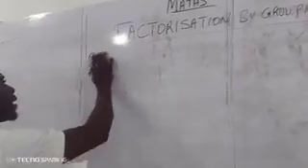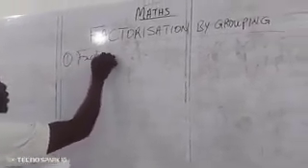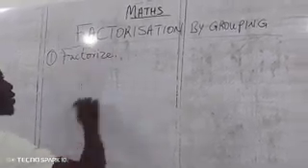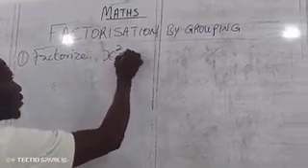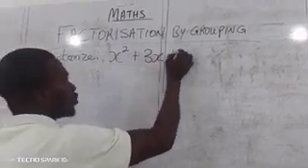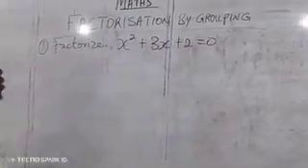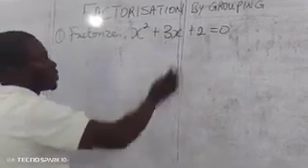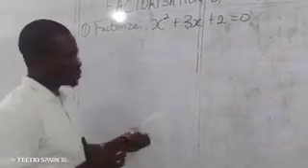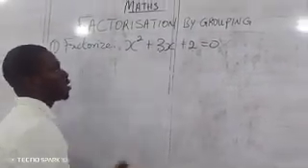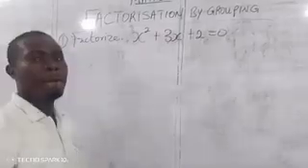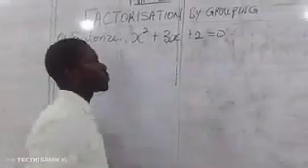Let's go. Example 1, let's take this question. Factorize x squared plus 3x plus 2 equals 0. This is a quadratic expression. Now looking at this, we have to look at the middle term. Now look for any two factors of the middle term, the coefficient of x, which when you add or subtract will give you 3. Then when you multiply will give you 2.